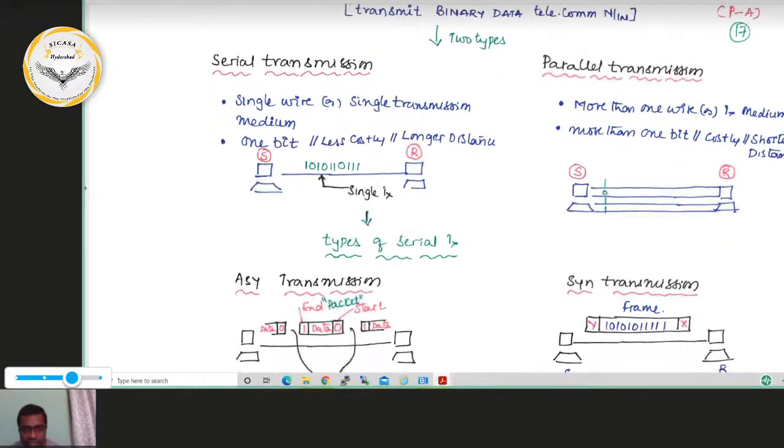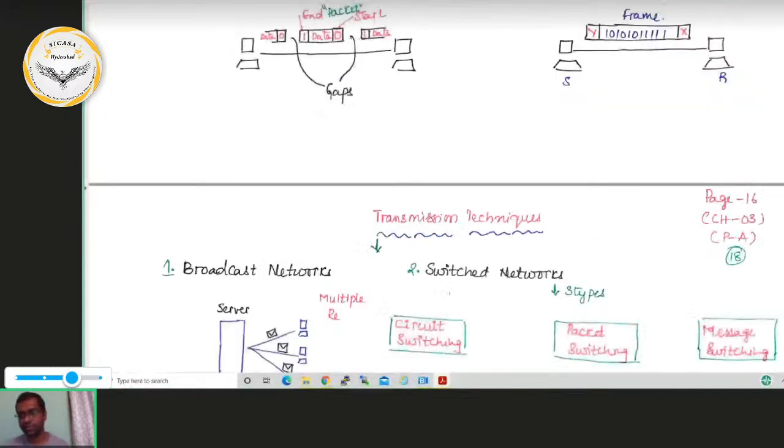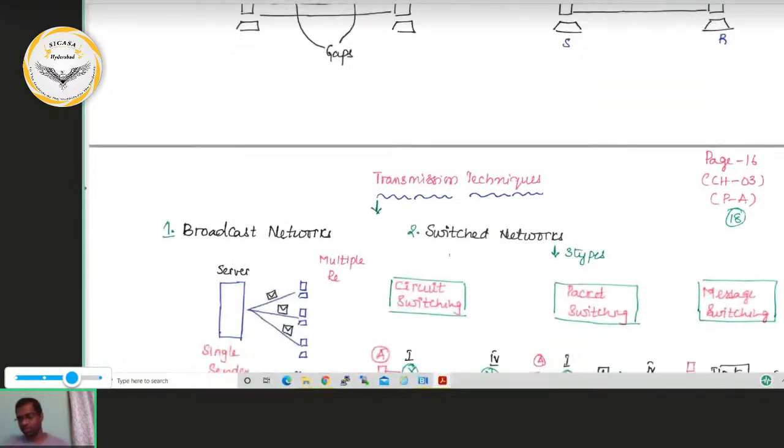Now after that, we have transmission techniques. As I said, all these diagrams are only for the purpose of understanding. You're not supposed to draw these particular diagrams in your exam. These are not standard diagrams. I've created these diagrams only to help understand the concept. Let's move to the next one, transmission techniques.